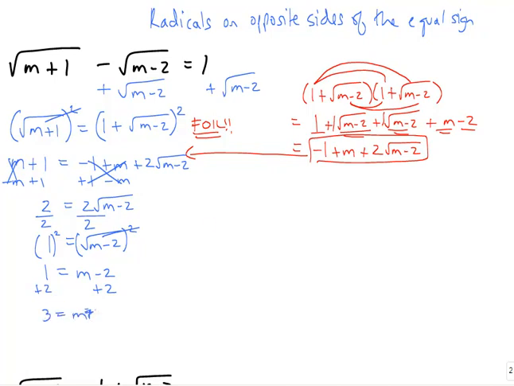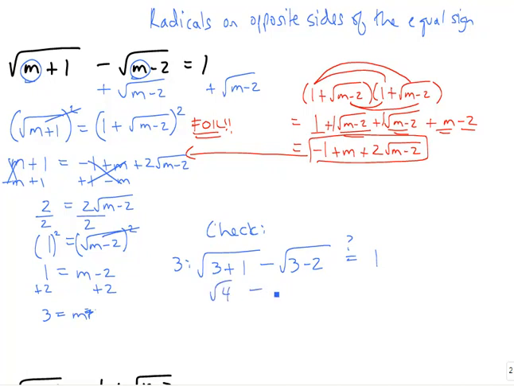And then remember, we have to check. So if I plug in 3 here and here for these m's, I'm going to get square root of 3 plus 1 minus square root of 3 minus 2 equals 1. We're trying to see if that's true. 3 plus 1 is 4. 3 minus 2 is 1. Square root of 4 becomes 2. Square root of 1 stays 1. And 2 minus 1 does equal 1. So it works. So 3 is our solution.